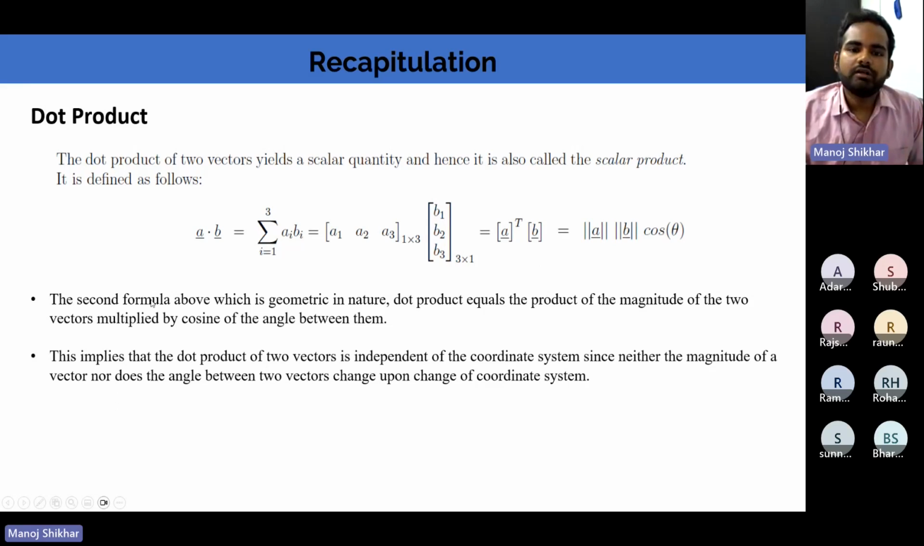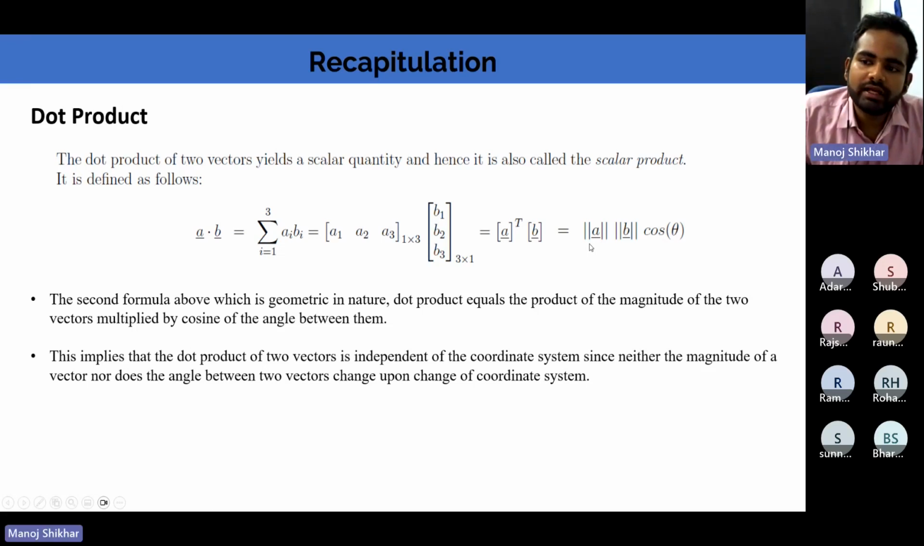Now we move on to the dot product. Most of you have read this in class 12. You may have read this part like AB cos theta, where A and B are the norms of vectors A and B. One thing which is new here is that the dot product can be represented by matrix multiplication, like A transpose B. We will use this property extensively in our further lectures.